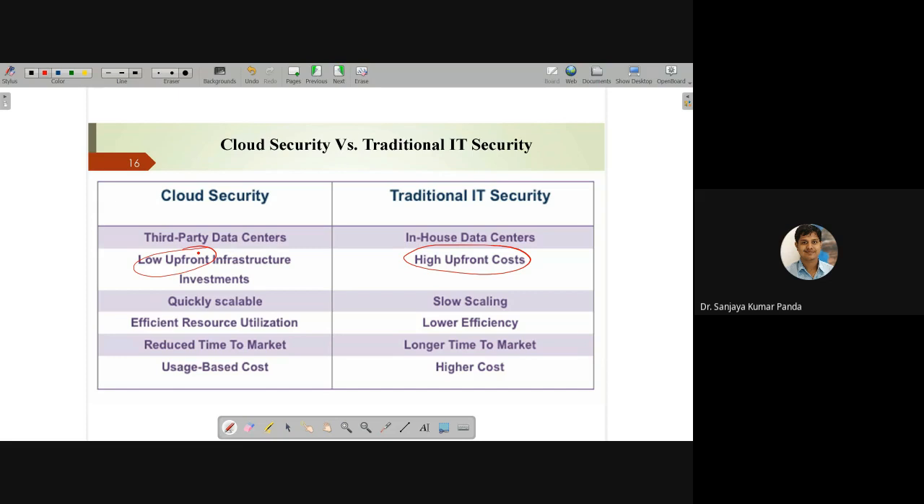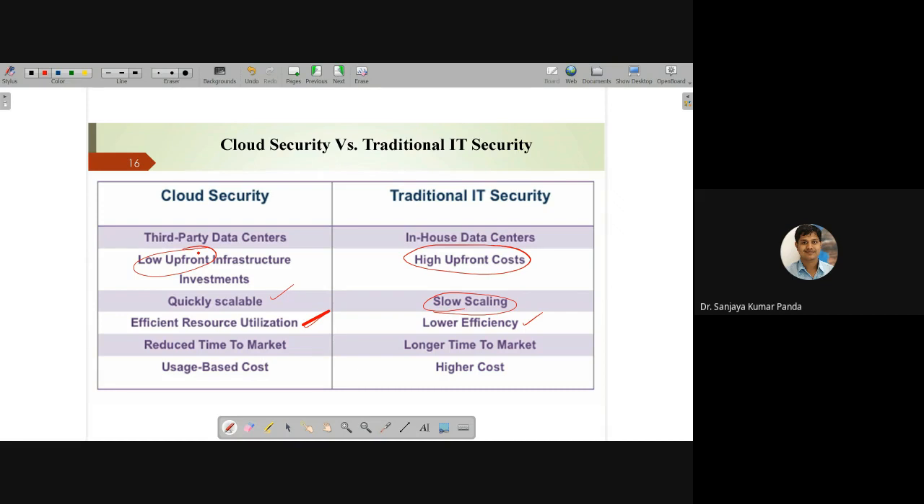But if a new mechanism is developed and your provider has incorporated it, you can get it, right? But if you want to incorporate that new mechanism in your own infrastructure, it is a cost. It is an expensive process, right? So scaling wise, it is slow, but cloud is quickly scalable. If you look into resource utilization, utilization is very low in the traditional IT security mechanism, but here resource utilization is more.